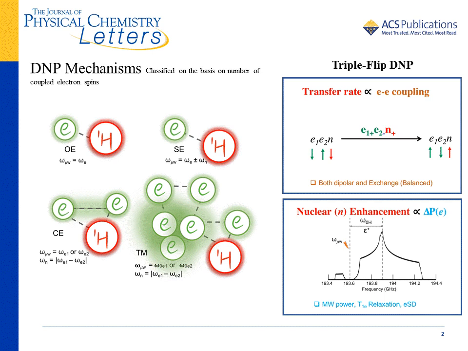Generally speaking, there are 4 DNP mechanisms: Overhauser effect, solid effect, cross effect, and thermal mixing. The Overhauser effect, or OE, and the solid effect, or SE, mechanisms are based on the transfer of spin polarization via processes involving one electron spin and one nuclear spin.